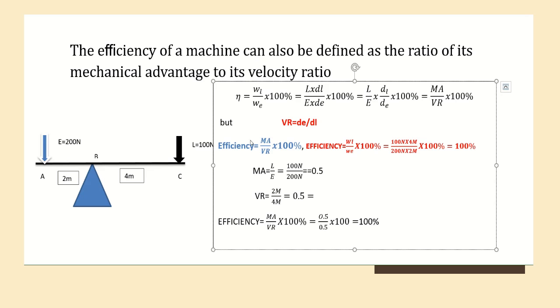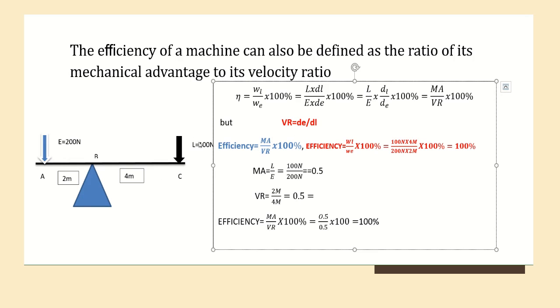Now, there are two formulas of efficiency that you have to take note of. Efficiency is the same as mechanical advantage over velocity ratio times 100%, and efficiency is the same as the workload over work effort times 100%. Now, let us use this diagram to calculate the efficiency of this machine. We'll use the two methods. First, efficiency is workload over work effort. So what is the workload of this machine?